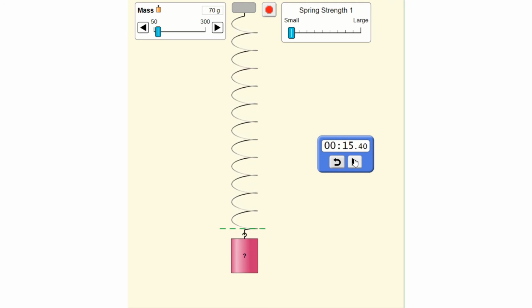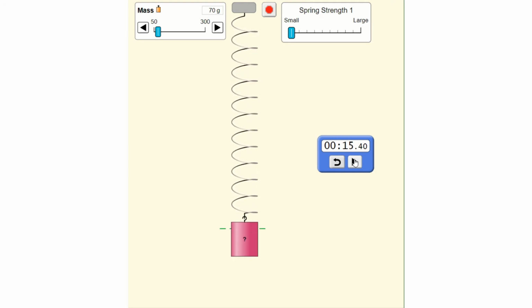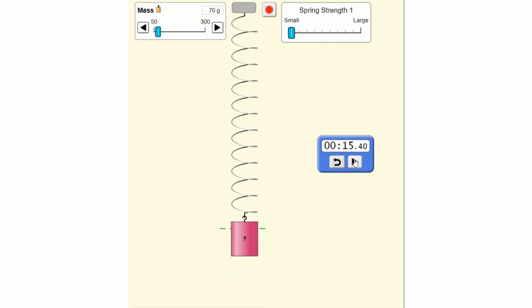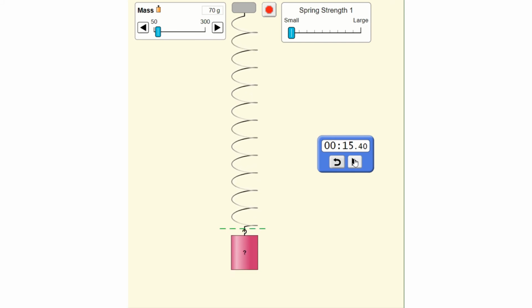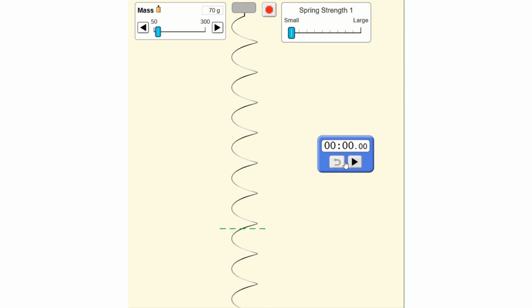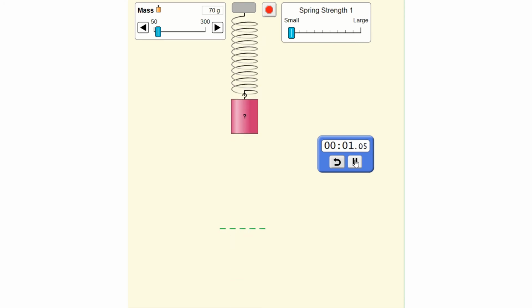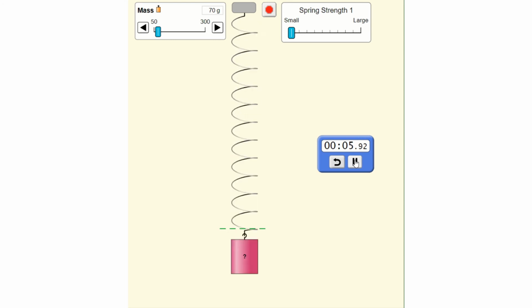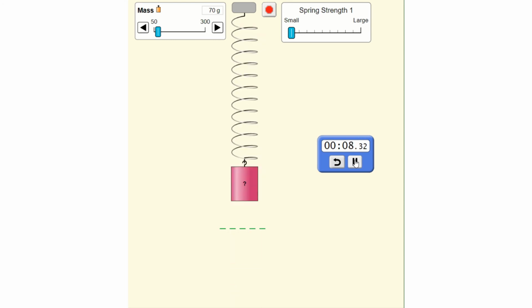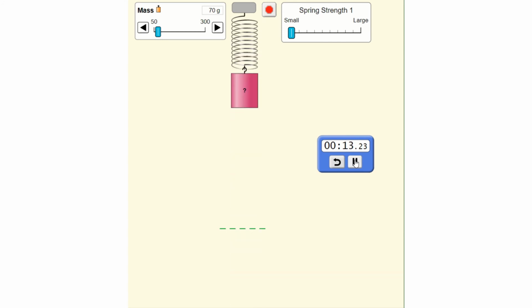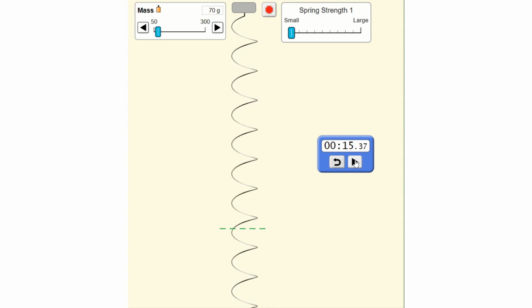15.40. That's incredibly close to the previous time, isn't it? It's only different by 0.07 seconds, and that was for 10 oscillations. So I think we would say within experimental error, those are the same amounts of time. So I'm going to do it one more time with big oscillations. Start. 1, 2, 3, 4, 5, 6, 7, 8, 9, 10.